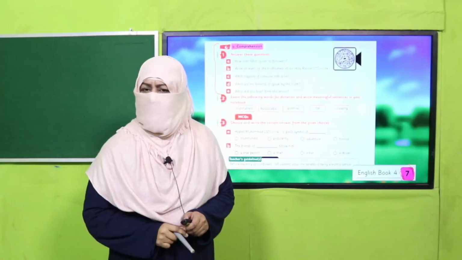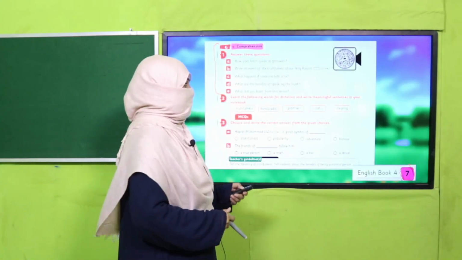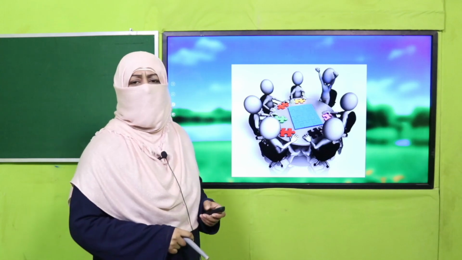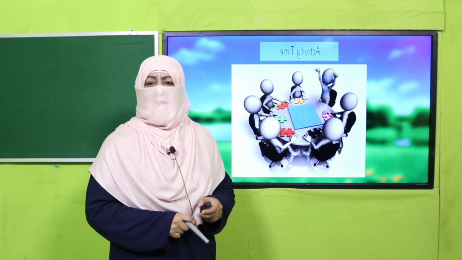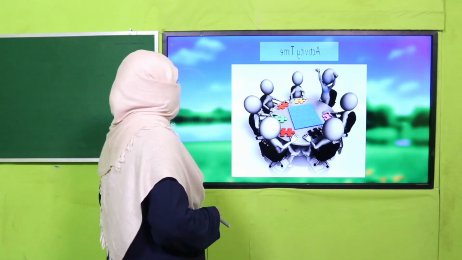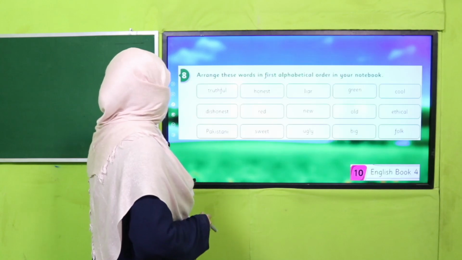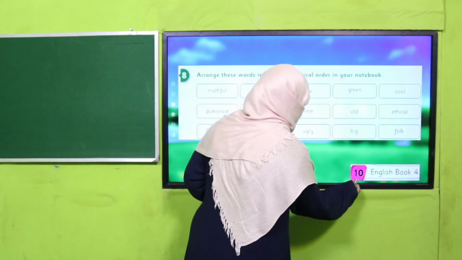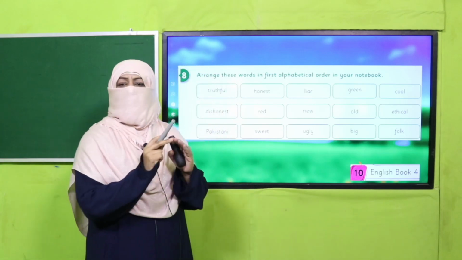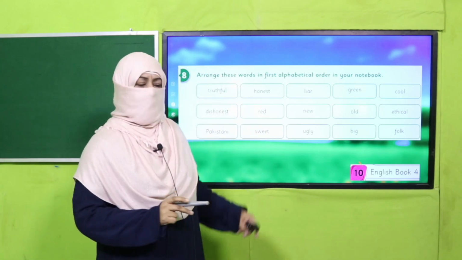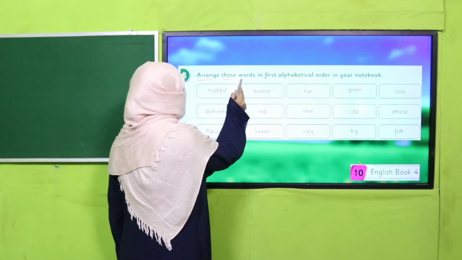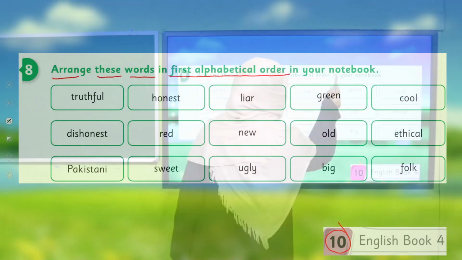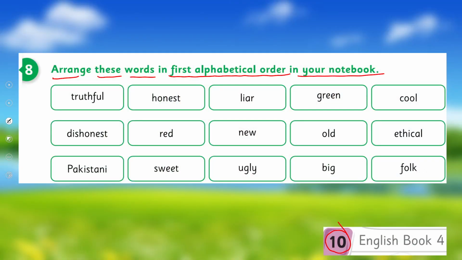Yes, my dear students, are you done with it? Good job. So next is a very interesting activity I have for you. Now all of you will arrange these words. These are on page number 10 of your book. So these are in different order than they should be. Okay, so you have to arrange these words in alphabetical order in your notebook. So you have to do it quickly.